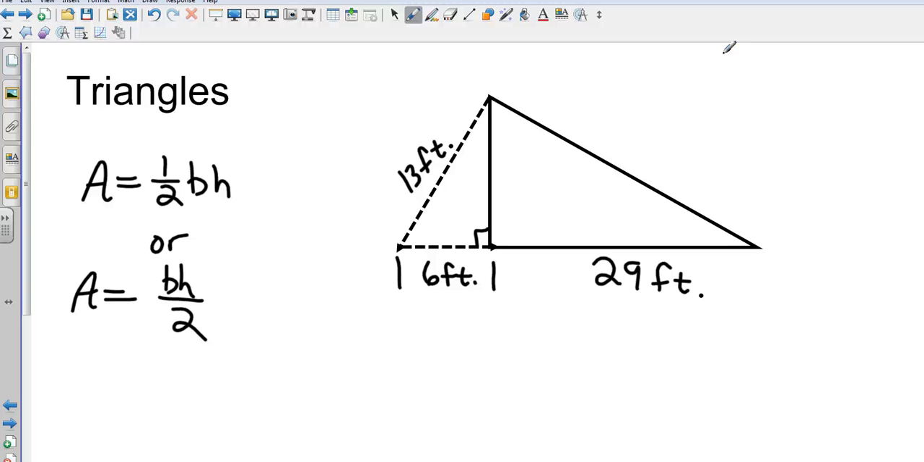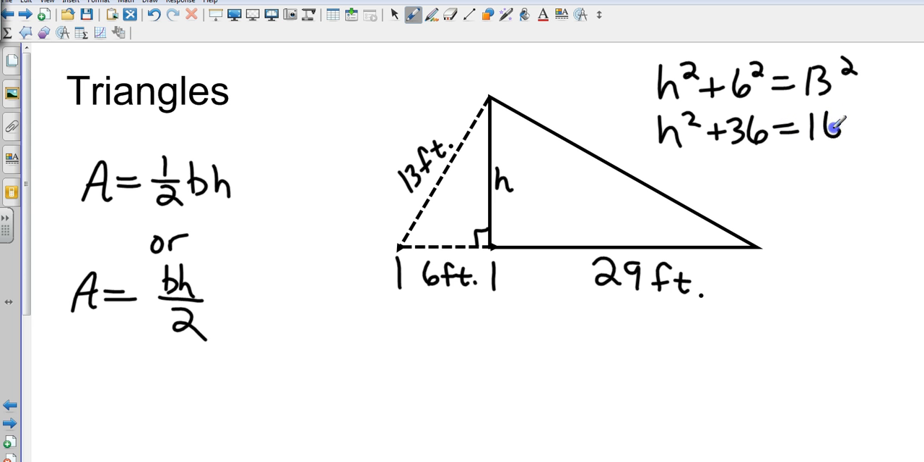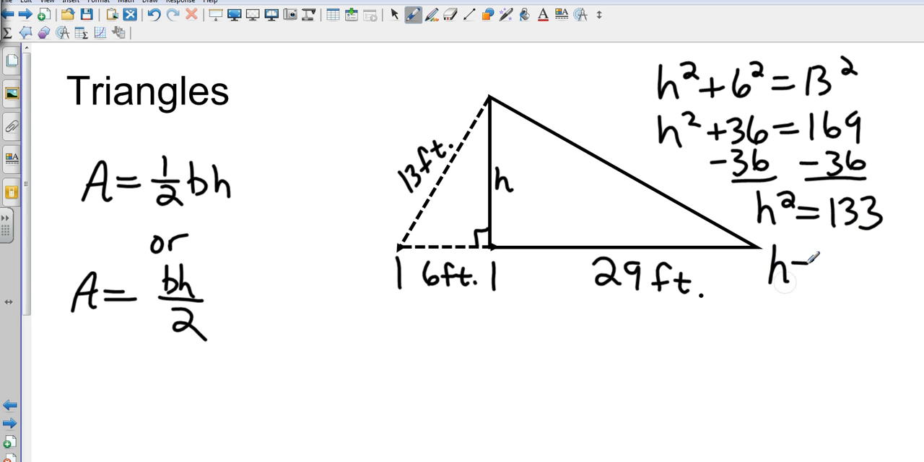Okay, so we're going to look at this example. We've got a base of 29. We need to find the height. So again, this is going to be Pythagorean theorem. So that's going to be h squared plus 6 squared equals 13 squared. That's going to be h squared plus 36 equals 169. Subtract the 36. And so now we have h squared equals 133. So that's going to give me a height of approximately 11.5.